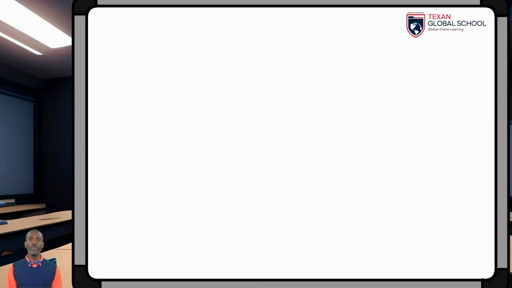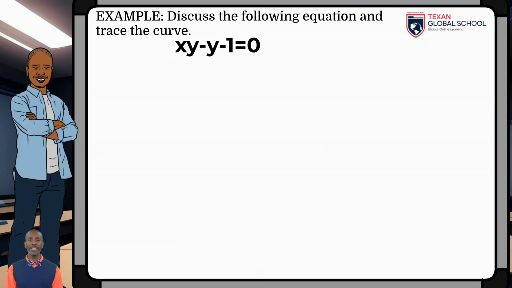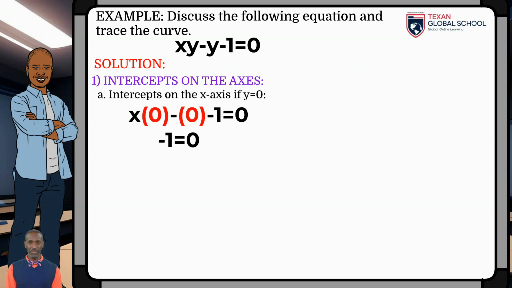Let's see a first example. We will discuss the equation x times y minus 1 equals 0 and graph. First, analyze if there are intercepts with the axis. Analyzing if there is an intercept with the x-axis, we substitute y equal to 0 in the equation.